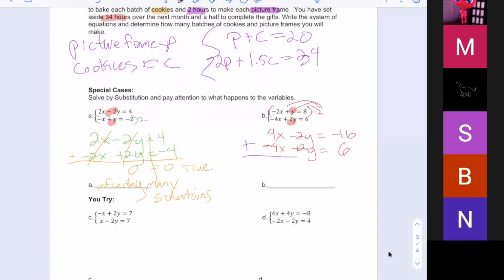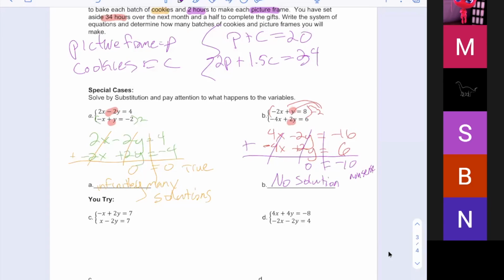This time when I add them together, watch what happens. What's 4x minus 4x? Eliminated. What's negative 2y plus 2y? Eliminated. So 0 is equal to negative 10. Is that a true statement? No, this is nonsense. You get a nonsense answer, or not a true statement. It tells me that the answer is no solution.